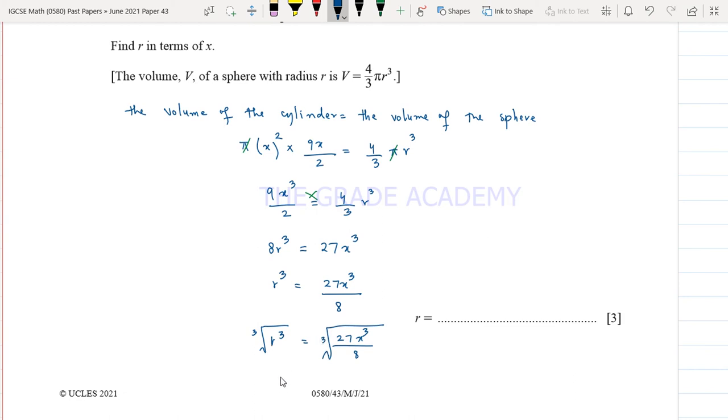So the cube root of r³ is r, so r is equal to the cube root of 27x³/8, which is 3x/2. The cube root of 27 is 3, the cube root of x³ is x, and the cube root of 8 is 2. So r is equal to 3x/2. So this is r in terms of x.